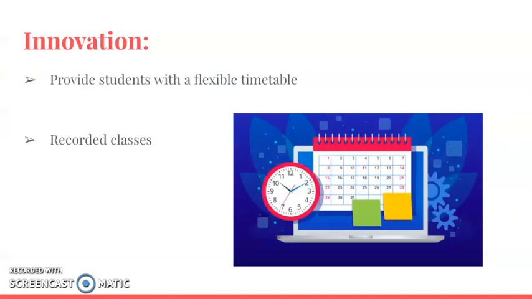By incorporating all of this, an innovation that could be incorporated into remote learning is to provide students with a flexible timetable. This would mean giving students the opportunity to attend any of the English classes for their year level, as well as the classes being recorded so that students can watch them at a time that suits them.